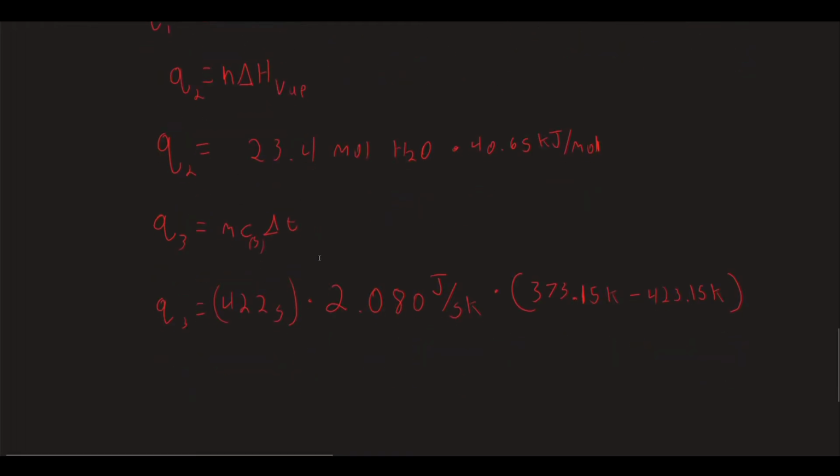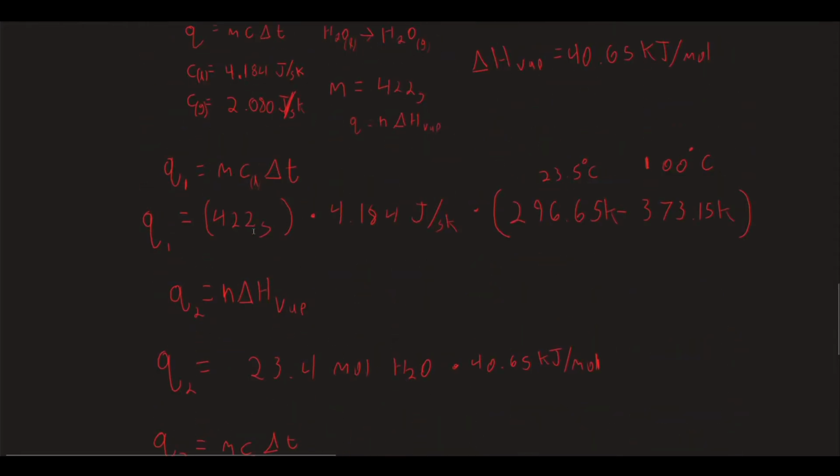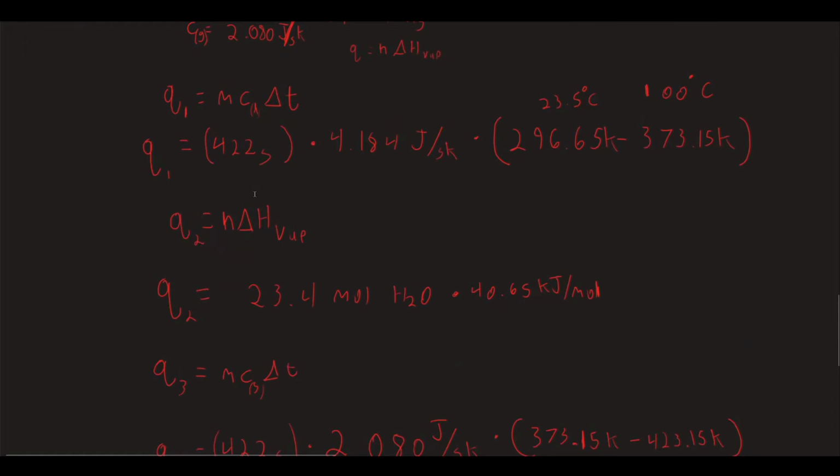And so we now have all of our information in our three equations. And what we need to do is take Q1 plus Q2 plus Q3 equals Q total. So simple. Let's start with our Q1. So let me punch this in. Let me open up Wolfram Alpha real quick.